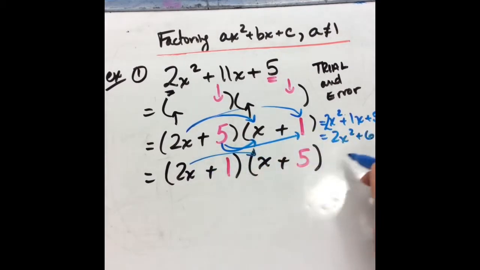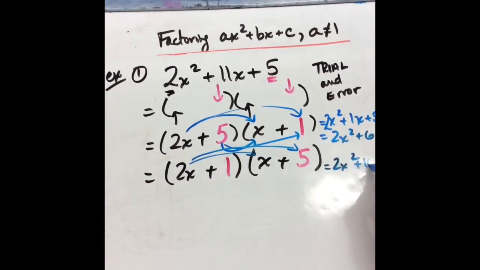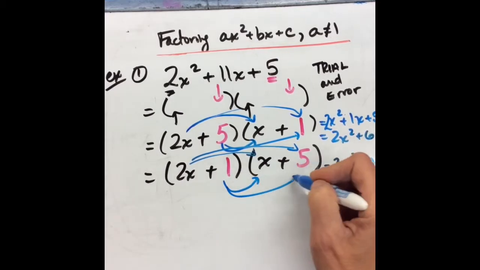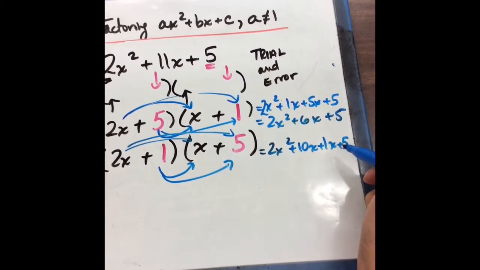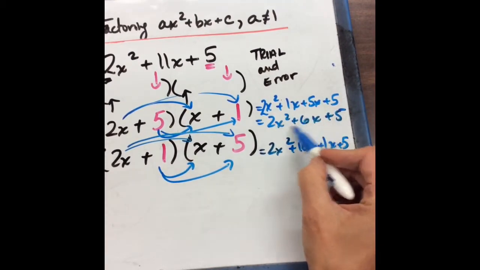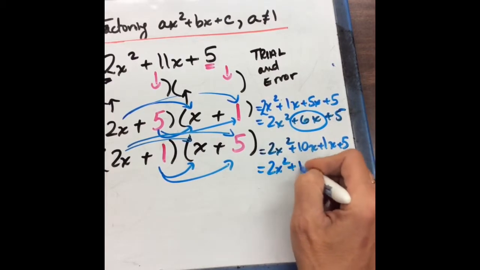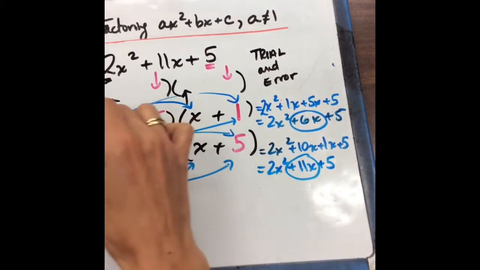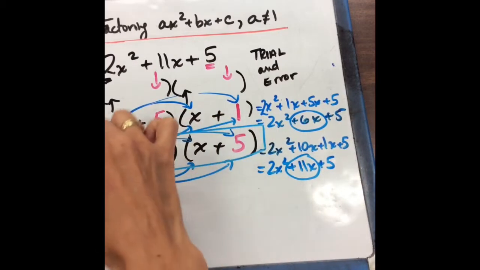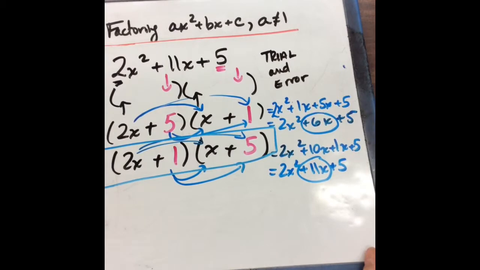We've got now here 2x squared, and then that's going to give me plus 10x. And then here we've got plus 1x, and then plus 5. No, I can't see that. I'm sorry about that. So in this case, we had 6x in the middle. And in this one, 2x squared plus 11x plus 5, we have 11x. So this would be the correct answer right here. And this we have done by using trial and error.